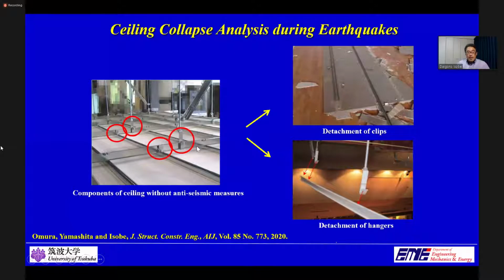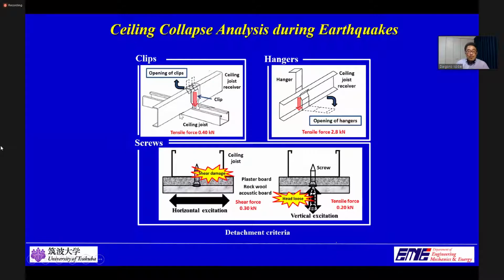There are some preliminary tests done to see the actual strength of these components. For example, the opening of clips began at a tensile force of 0.4 kilonewtons and the opening of hangers at 2.8 kilonewtons. And for the screws connecting plasterboards to the ceiling joists, they are known to be shear damaged at a value of 0.3 kilonewtons. And the heads will become loose when 0.2 kilonewtons of tensile force is applied. We overestimated the strength of clips because they tend to slip under excitation and implemented these criteria to the analysis.